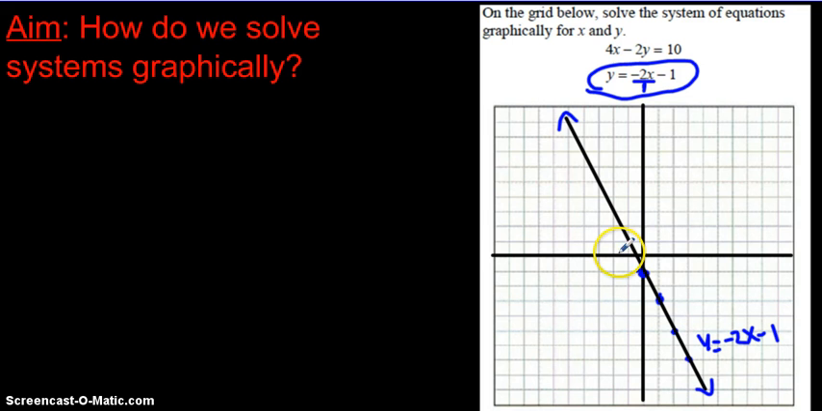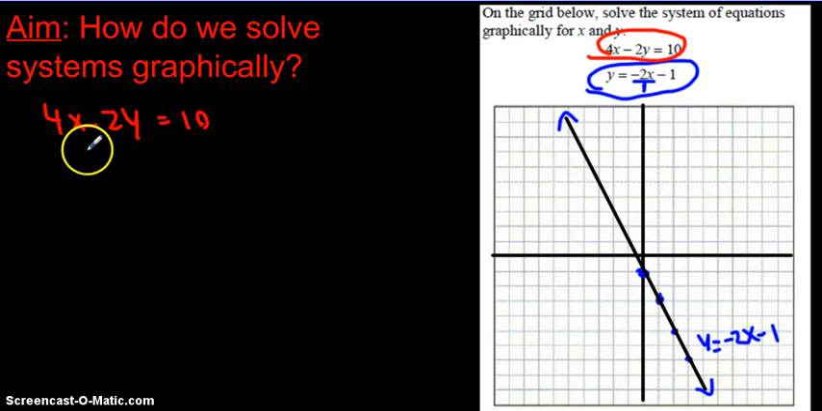Okay, now the other one. That one's not in slope-intercept form. You could solve it for y, which I will do over here. I'll do that in red. This is the red line. Okay, so in red we have 4x minus 2y is equal to 10.